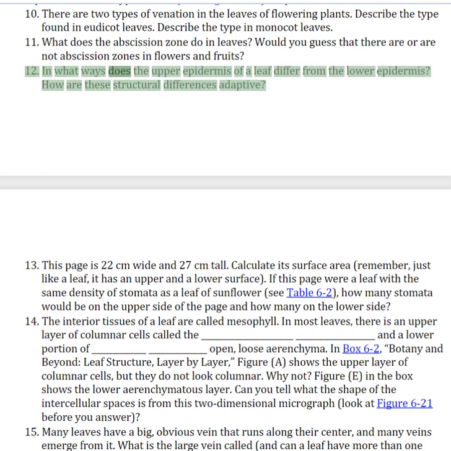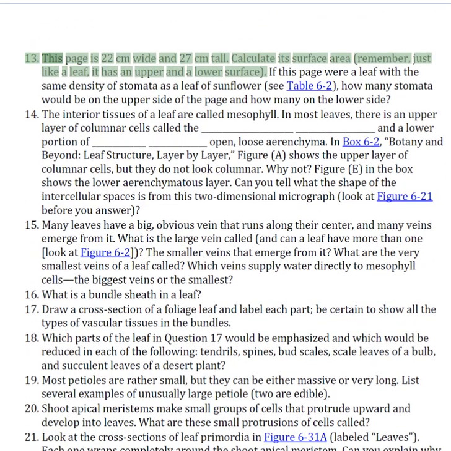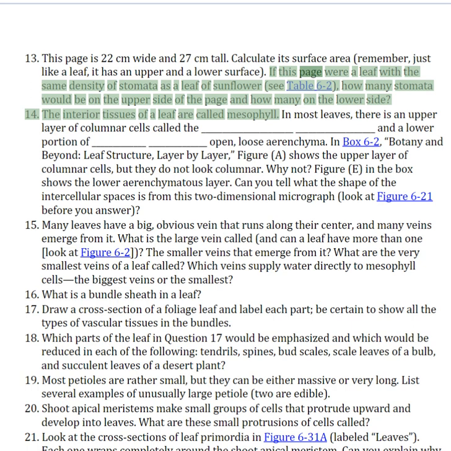12. In what ways does the upper epidermis of a leaf differ from the lower epidermis? How are these structural differences adaptive? 13. This page is 22 centimeters wide and 27 centimeters tall. Calculate its surface area. If this page were a leaf with the same density of stomata as a leaf of sunflower, how many stomata would be on the upper side of the page and how many on the lower side?